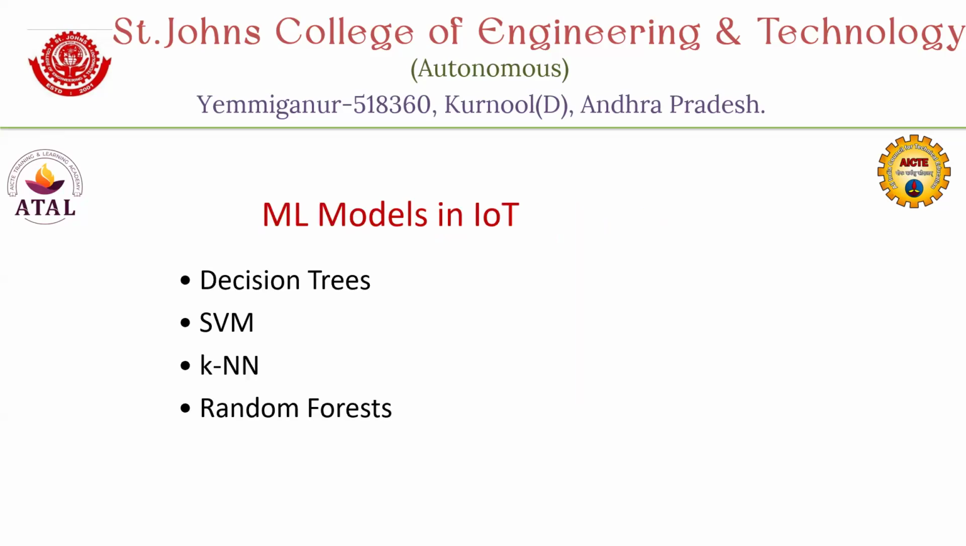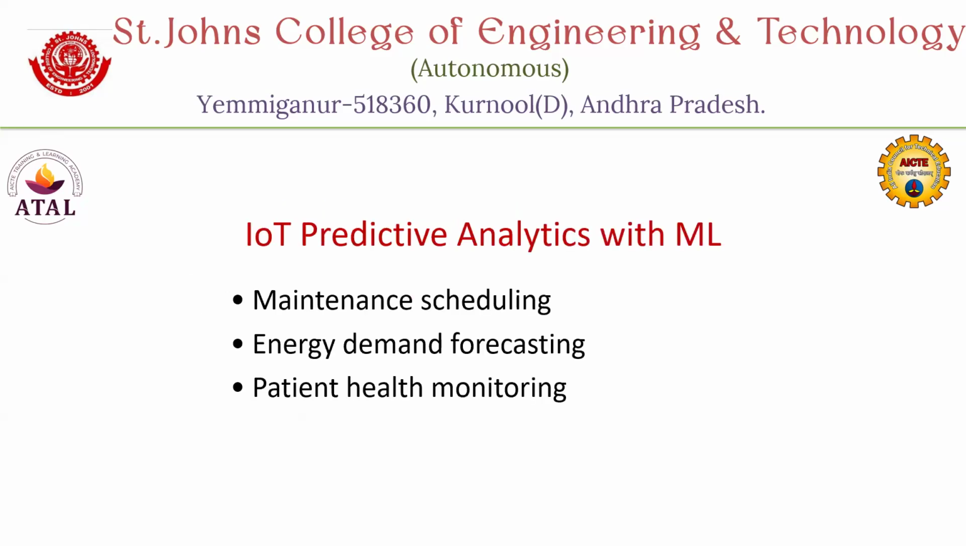When it comes to machine learning models, basically we have four models: decision trees, SVM, KNN, and random forest. These are the four algorithms which we are going to use in our IoT devices. And these four models are used for both classification and regression tasks in the IoT device.